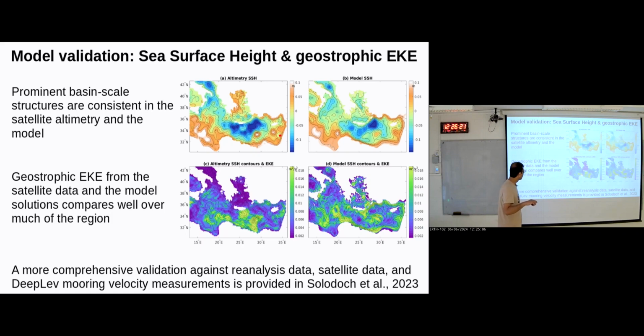We also compute kinetic energy at the surface and compare that to the model, and again we get a pretty good comparison. For a more comprehensive validation with reanalysis data, satellite data, and deep lab velocity measurements, please refer to our recently published paper. So effectively what we find is that our model solution is doing pretty good in capturing the actual flow physics in the ocean.